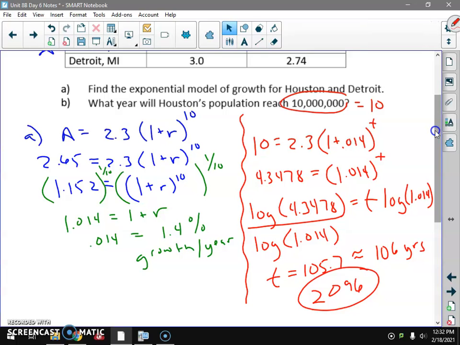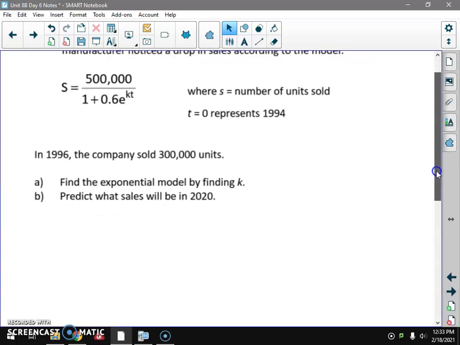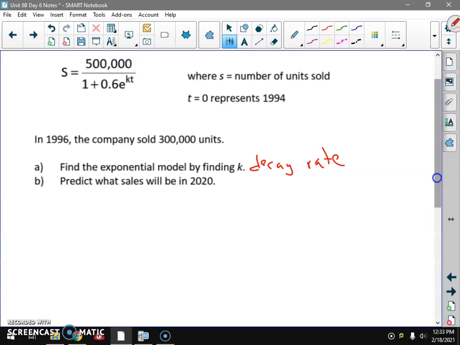A long way off, but city planners and managers have to deal with those type of things. But again, practice solving equations that have meaning to them. Okay, I got one more example. It says we have a formula that represents advertising discounting, okay? And what happens to sales? They don't advertise, sales go down. So S stands for number of units sold. T is the year, where year 0 is 1994. In 96, the company sold 300,000 units. Find the exponential model by finding K, otherwise known as the growth rate, or in this case, decay rate, pardon me. And then we'll predict sales, what they would be in 2020. I think I might have done 2021, but that doesn't matter.